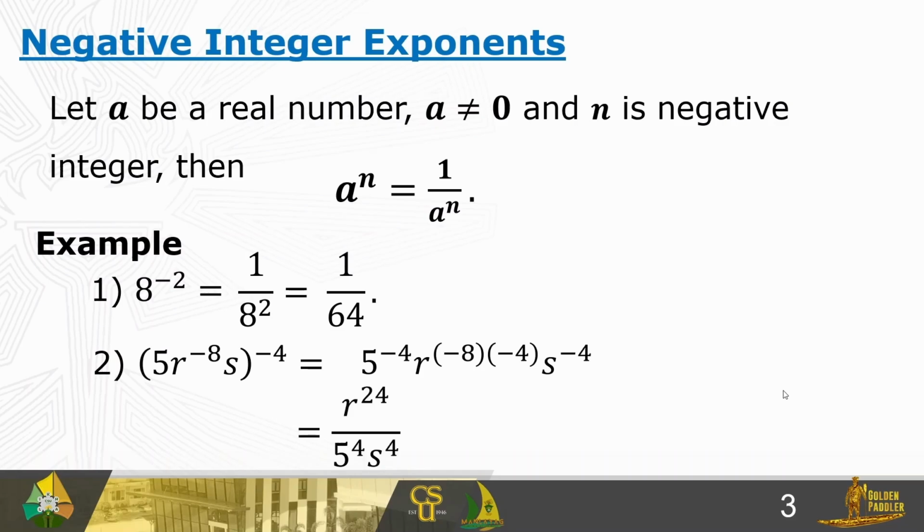So we have r raised to the power of 24 over, since the exponent of 5 is negative, we can transfer this one to the numerator so that it will become a positive exponent. And so with the exponent of s. So we have r raised to the power of 24 and multiplying 5 by itself 4 times, so we have 625 s raised to the power of 4.